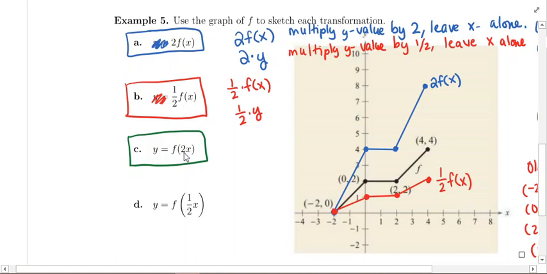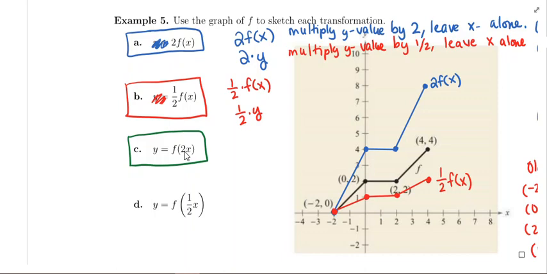Okay, because you see 2 times x. And I'm betting that you think, okay, I need to multiply the x coordinate by 2 and leave y alone. Okay, the x direction here, when you're doing the horizontal stretches and compressions, when you're doing the X stuff, the horizontal stretch or the horizontal compression, it's opposite what you think.